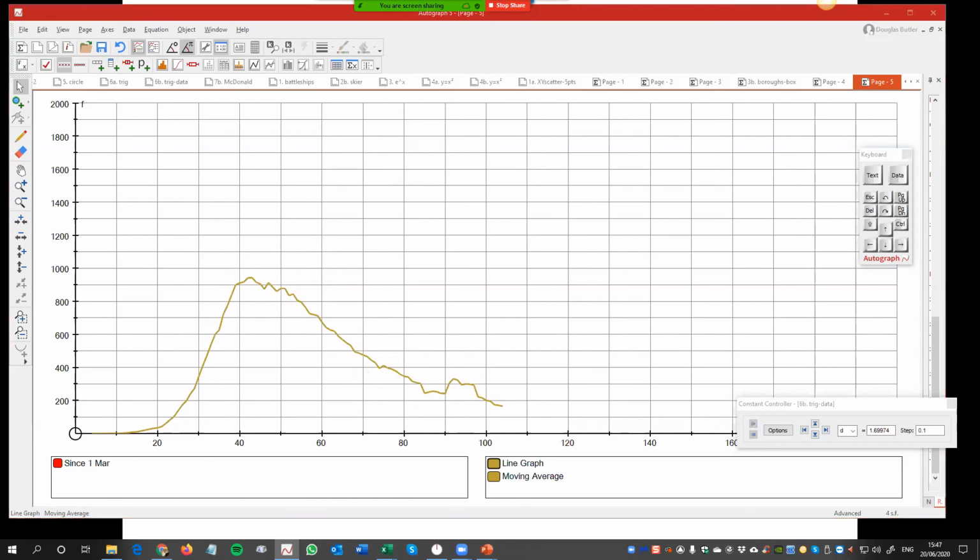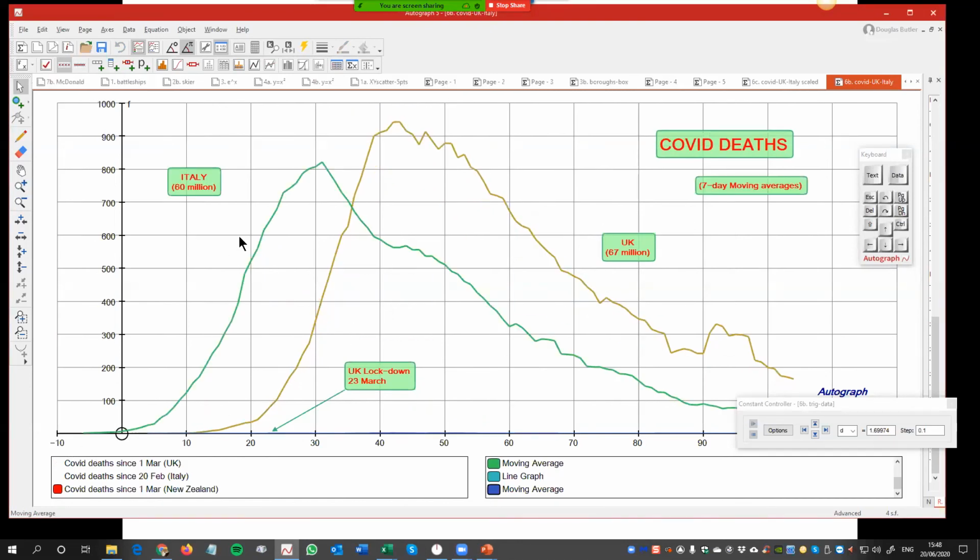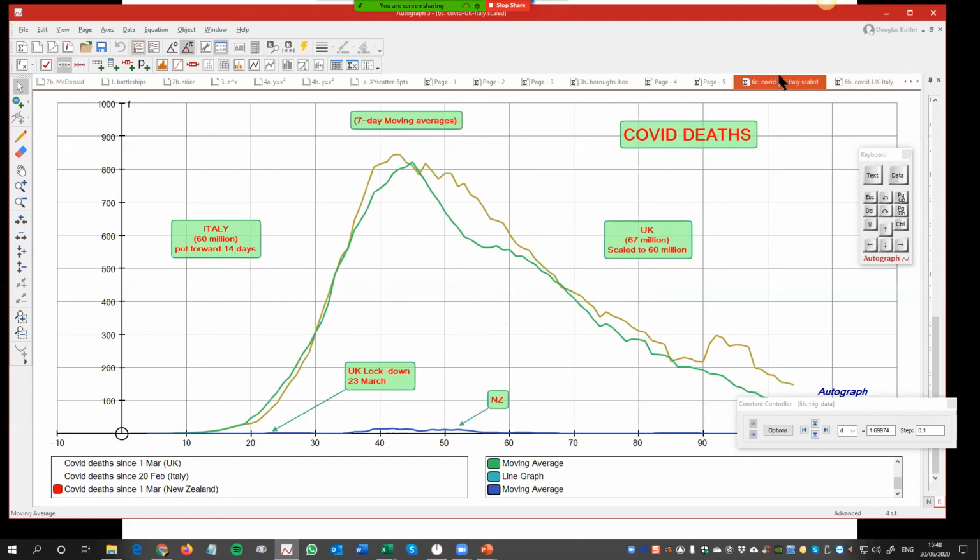And if you want to see what it looks like compared to Italy, all put together, Italy was basically 2 weeks the other way. That's how it actually was. But you can see this moving Italy to the right and scaling UK down by 67 to 60. The astonishing resemblance.